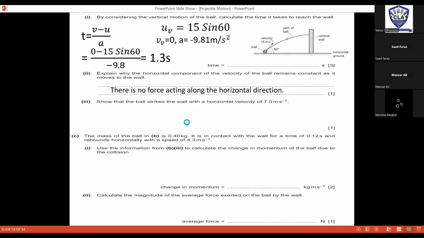Show that the ball strikes the wall with a horizontal velocity of 7.5. It is the same velocity which was the initial velocity in the horizontal direction, that is 15 cos 60. And it is the same velocity with which it will hit the wall.